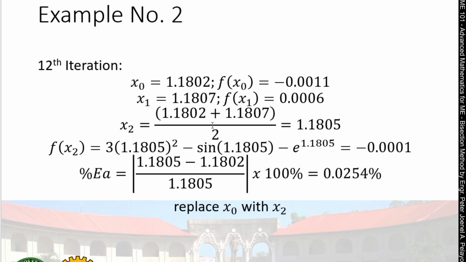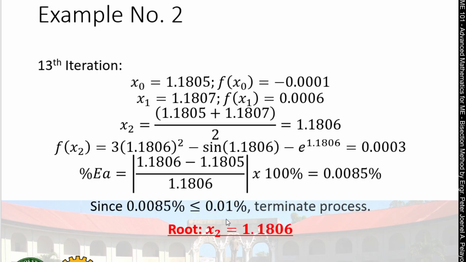Twelfth iteration. x2 natin is 1.1805. Pag sinubstitute, makukuha ng f of x2 is negative 0.0001. And then, percentage error, present minus previous over present. Makukuha natin ng percentage error is 0.0254%. Negative yung lumabas sa f of x. Replace x0 with x2. And then yun nga, thirteenth iteration.